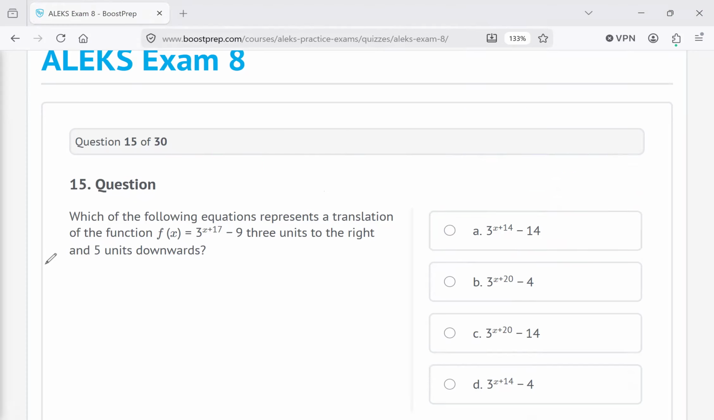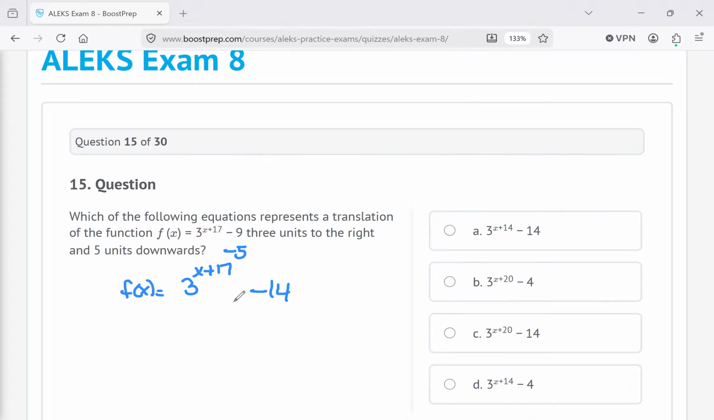Okay, question 15. Which of the following expressions represents a translation of the function f of x equals 3 raised to the x plus 17 minus 9, 3 units to the right and 5 units downwards? So 5 units downwards, that is a vertical shift. And we already have a vertical shift, a -9. So if you shift it 5 units down, that's 9, 10, 11, 12, 13, 14. Okay, that's -14. And then you have 3 raised to the x plus 17.